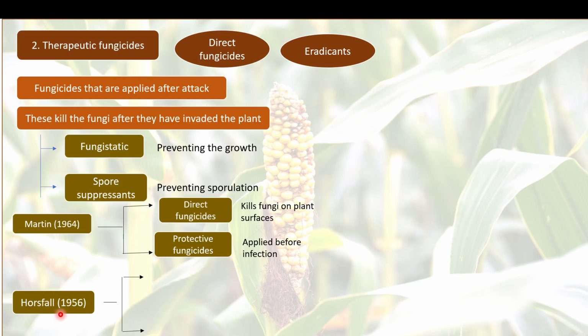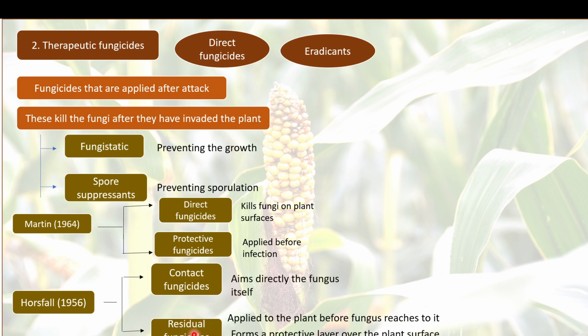Then Horsfall in 1956 bifurcated fungicides into two types, contact fungicides and residual fungicides. So what are contact fungicides? Contact fungicides aim directly at the fungus itself, right? And what are residual fungicides? These are applied to the plant before the fungus reaches it.